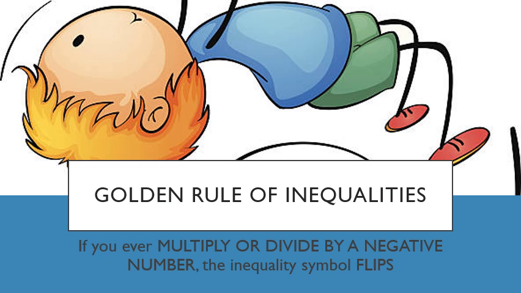However, the main difference is this golden rule of inequalities that I was talking about before. The golden rule of inequalities basically says that if you ever multiply or divide by a negative number, the inequality symbol flips. So say you had a less than symbol and you happen to multiply or divide by a negative number while you were solving, then that symbol goes from less than to now greater than. So you have to remember to flip if you multiply or divide by a negative.